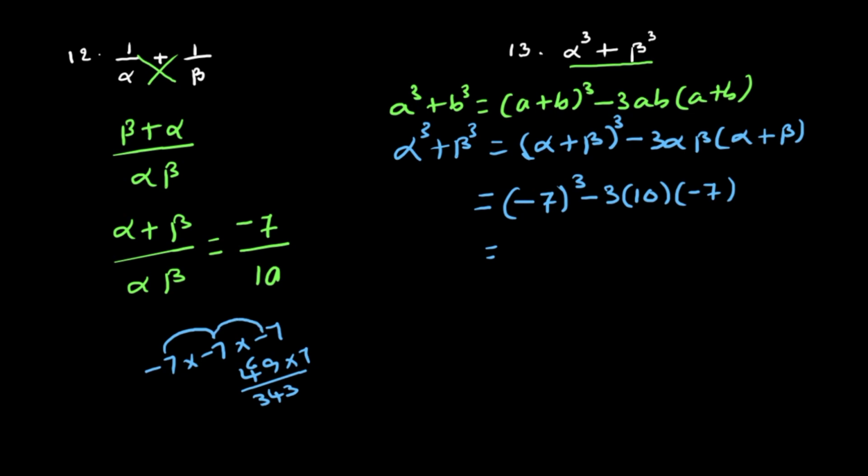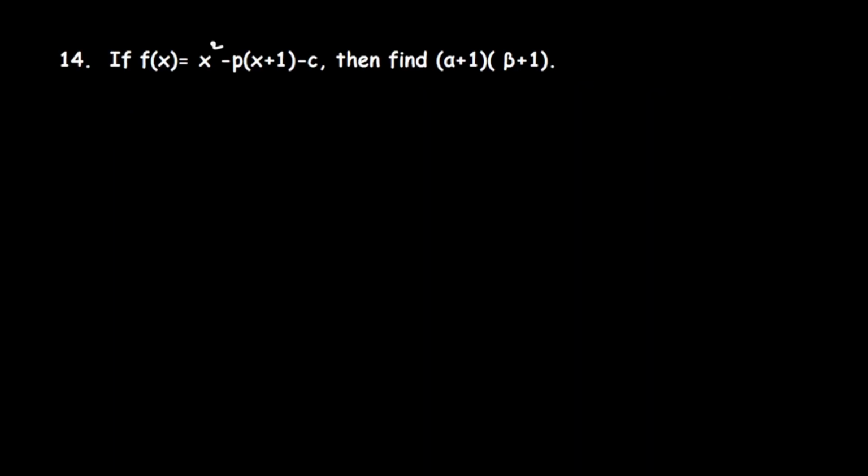So here we take minus 343. Here again minus into minus gets plus 3, 7 3s are 21, 21 into 10, 210. Okay, so minus 343 plus 210. After subtracting this, what will you get? Minus 133, right? So 343 minus 210, you will get 133. So here is one more interesting question: x square minus p into x plus 1 minus c.